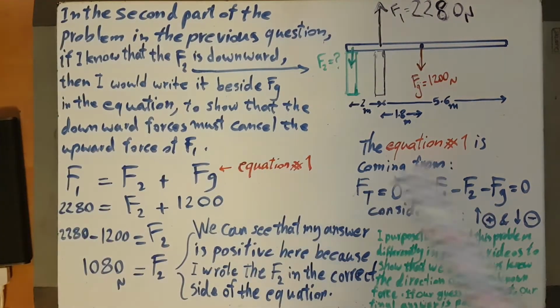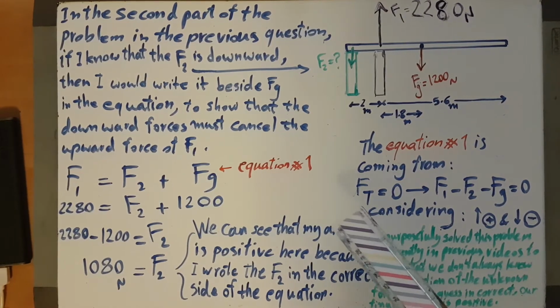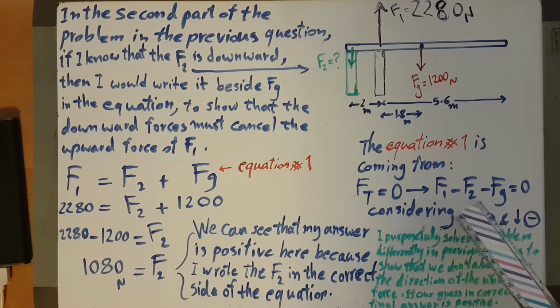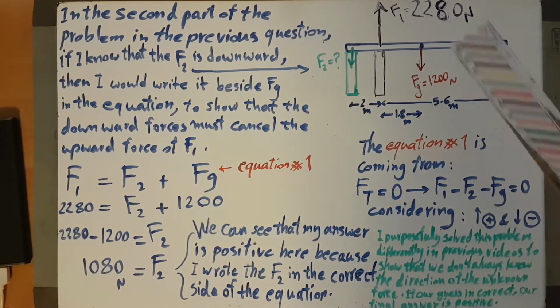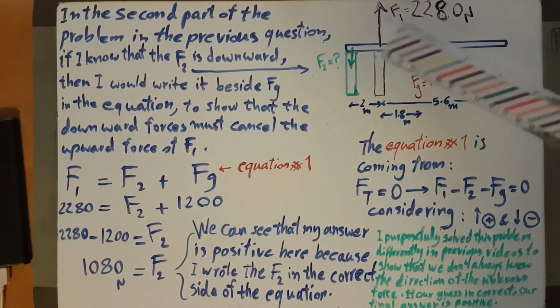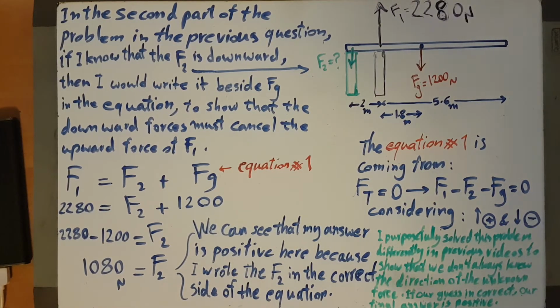So the equation number 1, which is this one, is coming from this equation, which I am actually writing as F1 minus F2 minus Fg is 0. So these 2 are negative. This one I have written positive, and this is 0. This is how I can write it. I mean, there are other ways too, but this is the way. So I'm considering the upward force positive and the downward forces I'm writing negative.